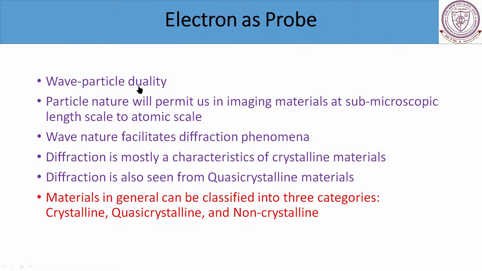So one of the interesting aspects of electron relates to one of the most fundamental discoveries of the last century by de Broglie, and that is your wave particle duality. Until you invoke this wave particle duality, you will not be able to appreciate the advantage of using electron as a probe. Recall your high school learning of de Broglie hypothesis. I don't require more than that knowledge. So what does it say?